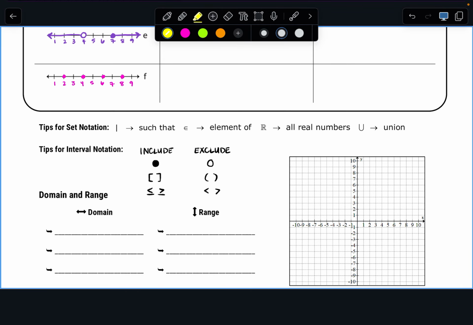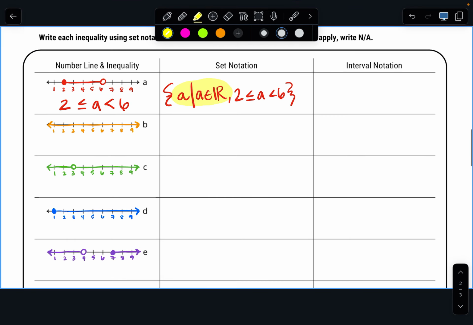So by that, I mean, if I come back up here, I'm just going to draw this picture really fast up here. So we know this is going from 2 to 6, correct? Starting at 2, ending at 6. For the filled in circles, they're always going to have a bracket. So I'm just going to put a bracket around the 2.